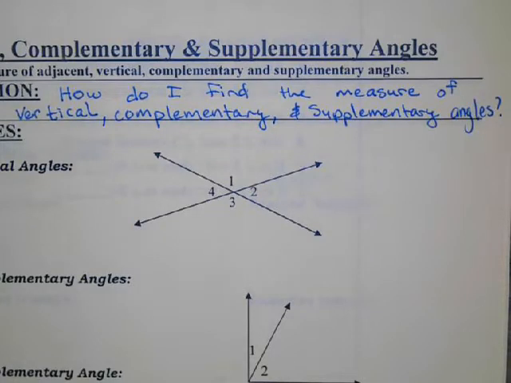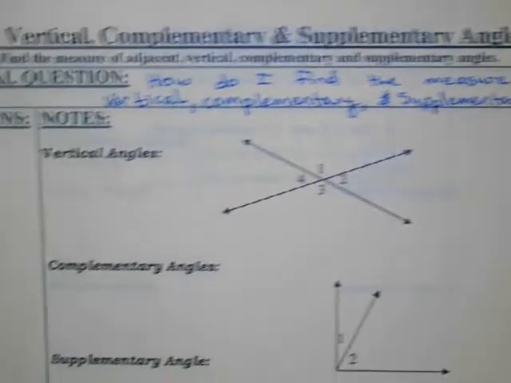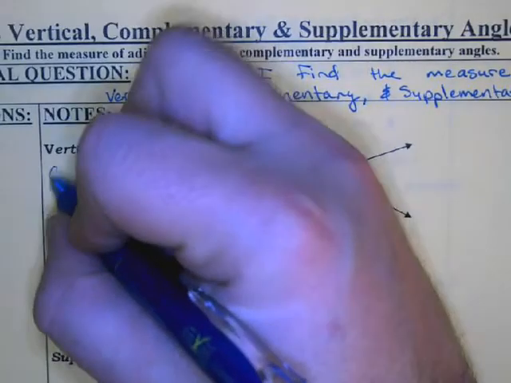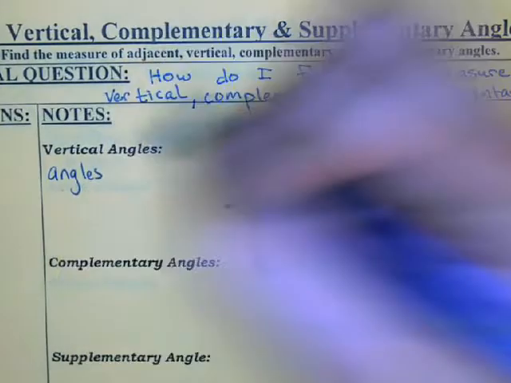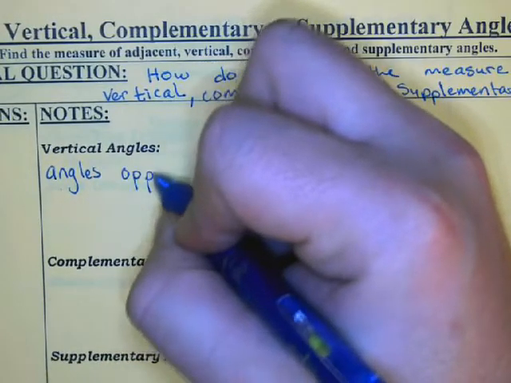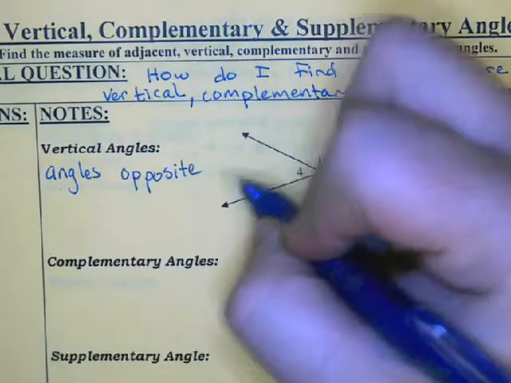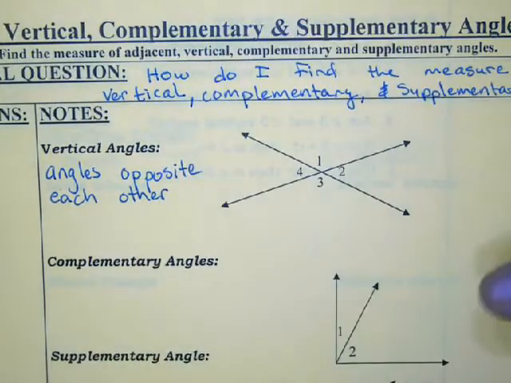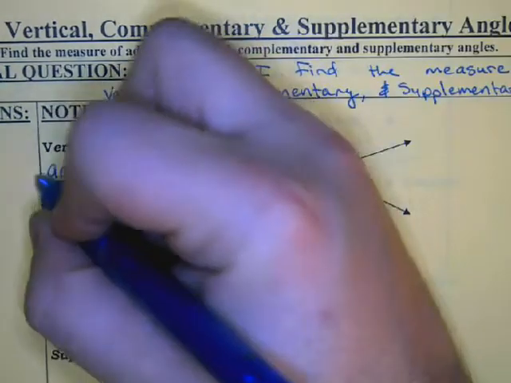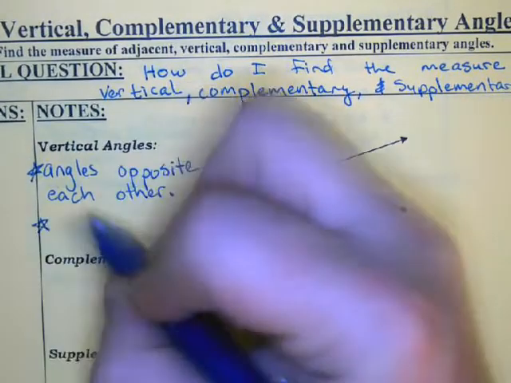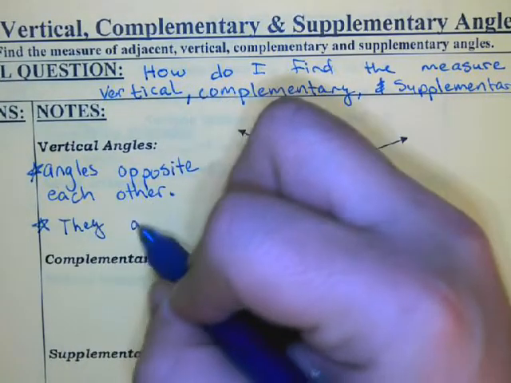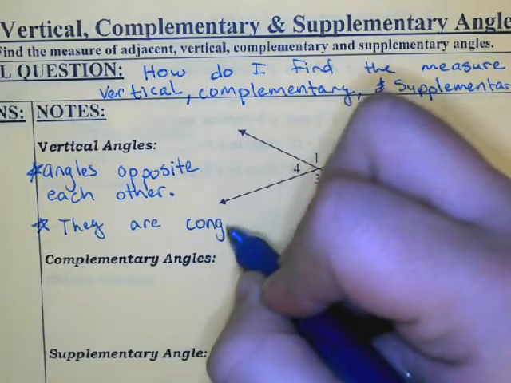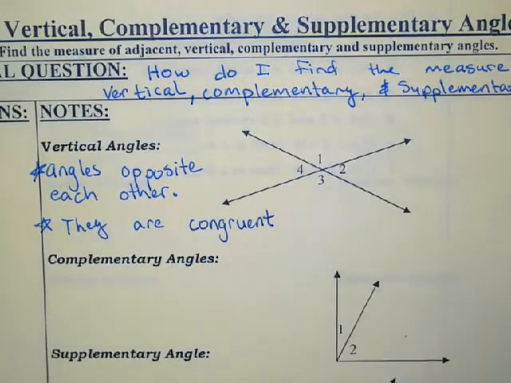Well, first we'll need definitions of these three: vertical angles, complementary angles, and supplementary angles. Vertical angles are angles opposite each other. That's the definition, and then the math we know behind them is they are congruent. So we can say that they are congruent or that their measures are equal.